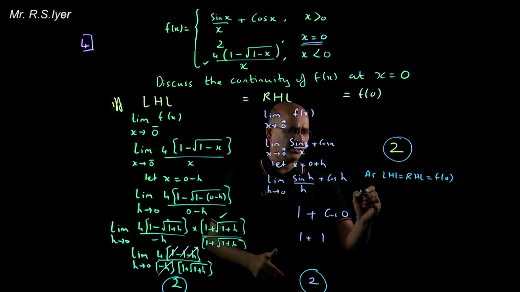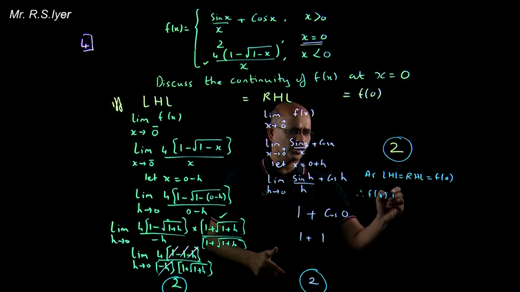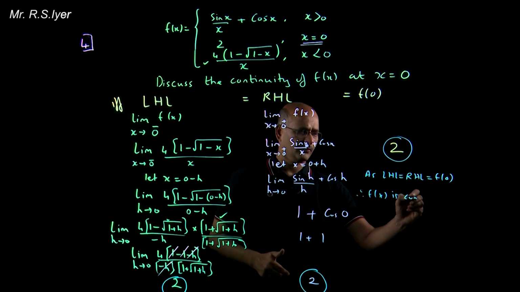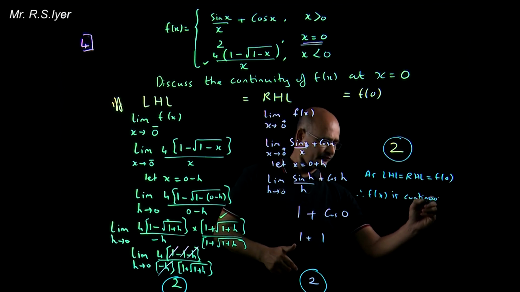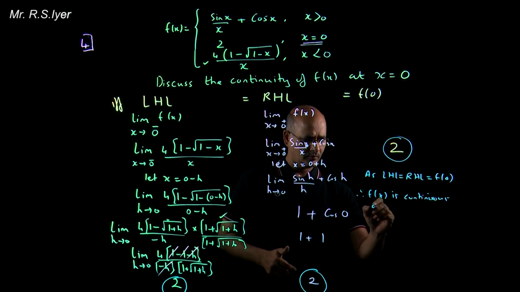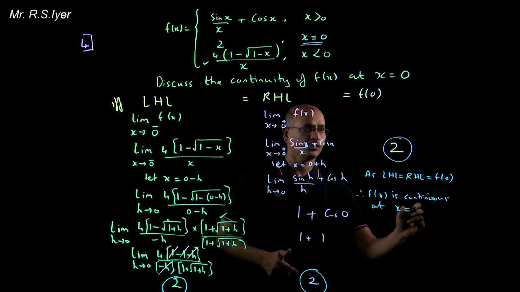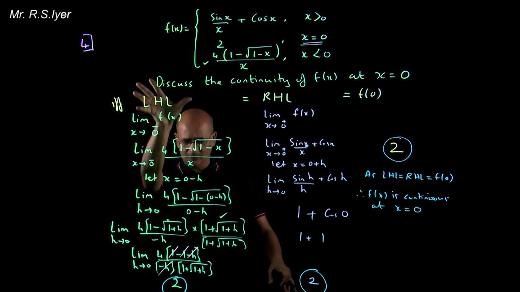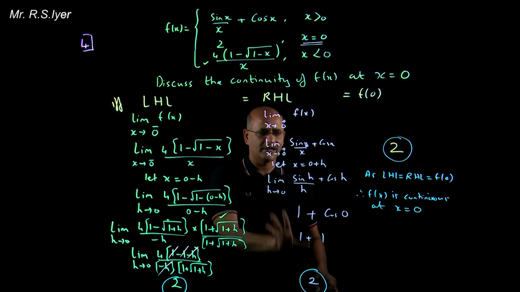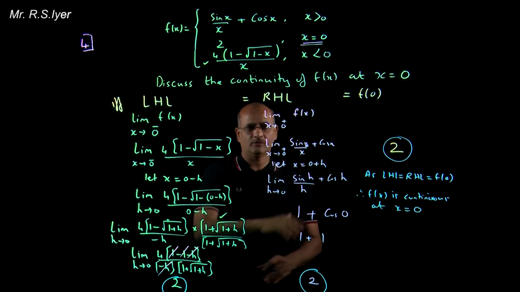I can say therefore the function is continuous at x equals 0. So this conclusion is very important, subject to the left hand limit being the same as the right hand limit, which is equal to the value at x equal to 0.